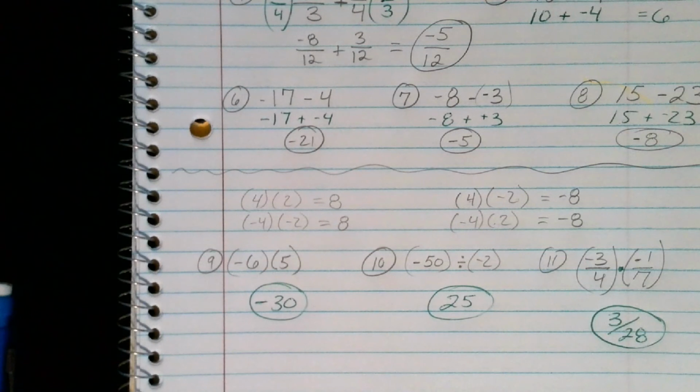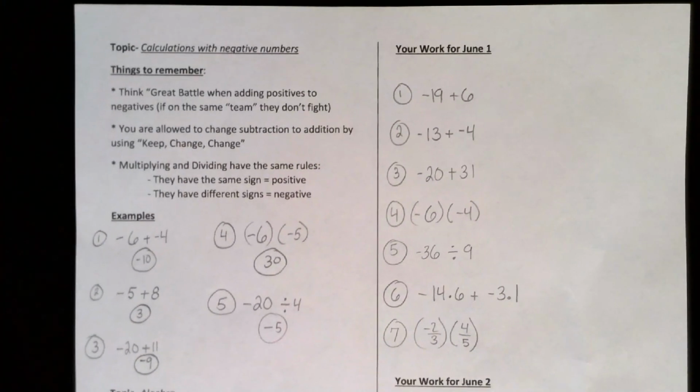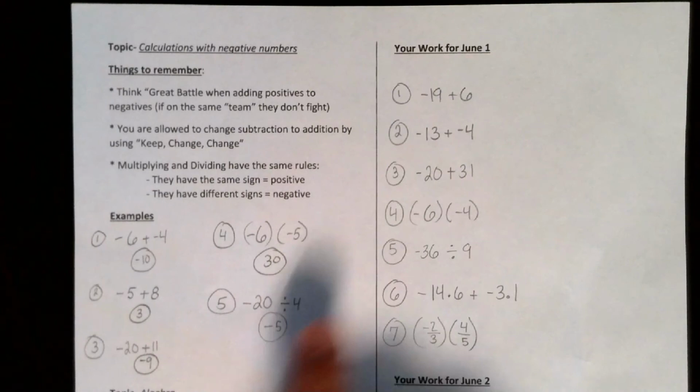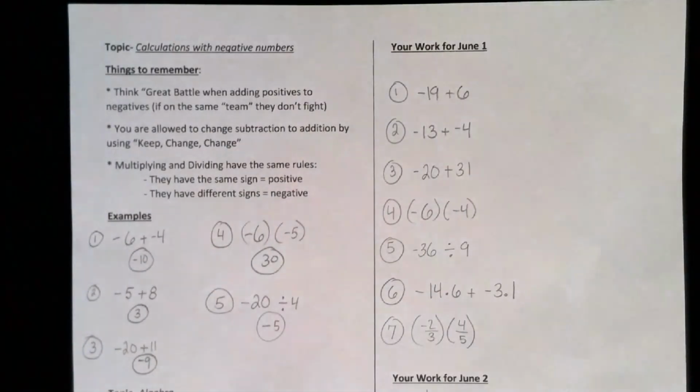Okay, so that's a quick review of what we did to start the year when we learned about negative numbers. You have those examples and also the examples that can be found on the top of page 1. So I have 5 examples done right here for you, and you have to try simply these 7 problems for tonight.